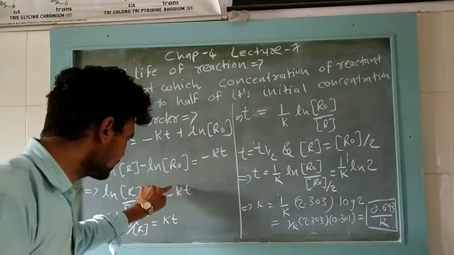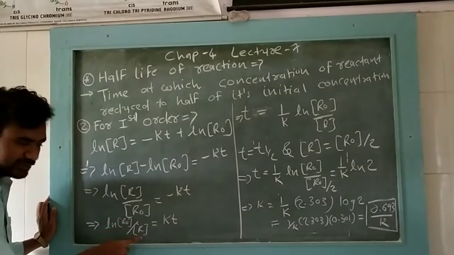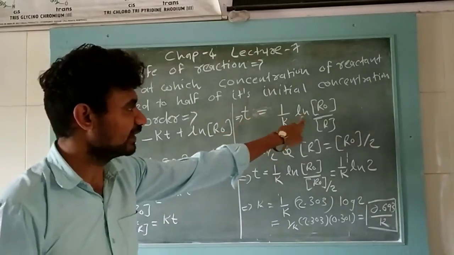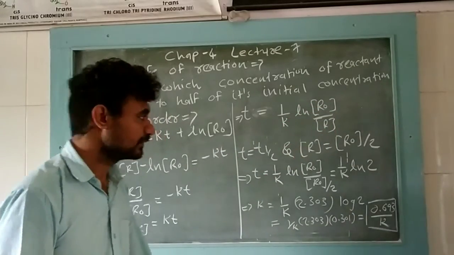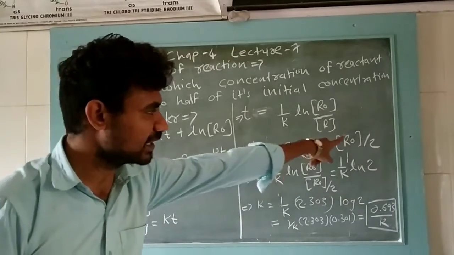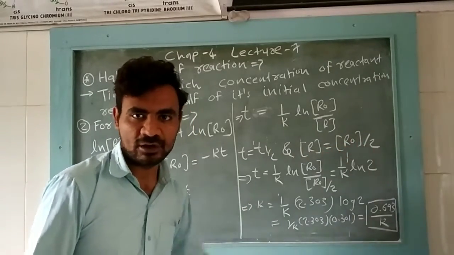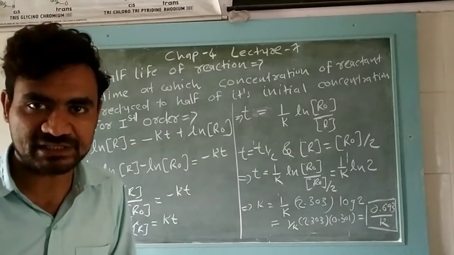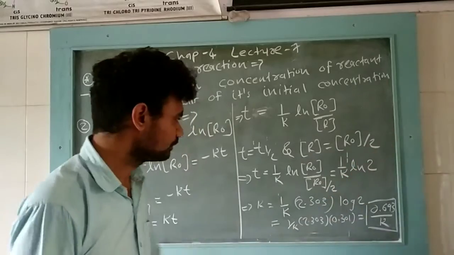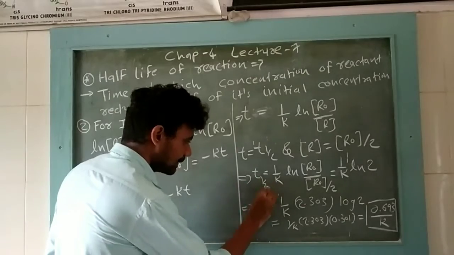Now if I want to remove this minus sign, I have to change the numerator and denominator here. So I am writing ln (R0 divided by R) is equal to Kt. So t is equal to 1 by K into ln (R0 divided by R). Now suppose at time t1/2, the concentration becomes half of its initial. So R is equal to R0 by 2. Initial was R0 and half of that is R0 by 2. So instead of t, I am writing t1/2 here.